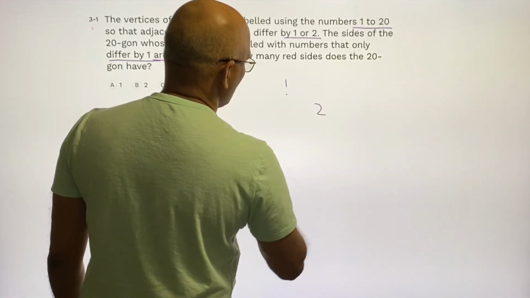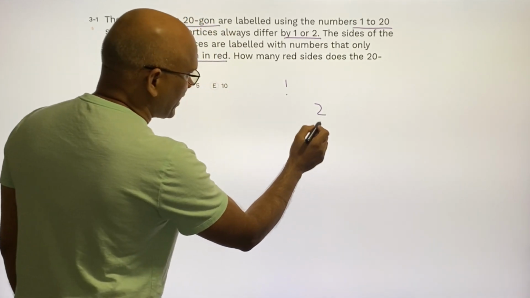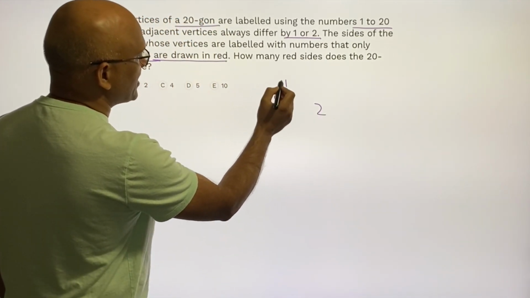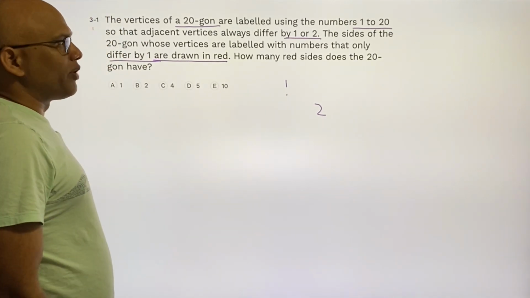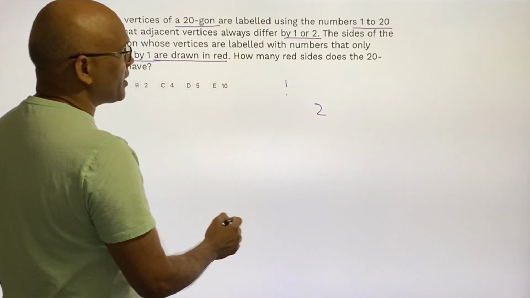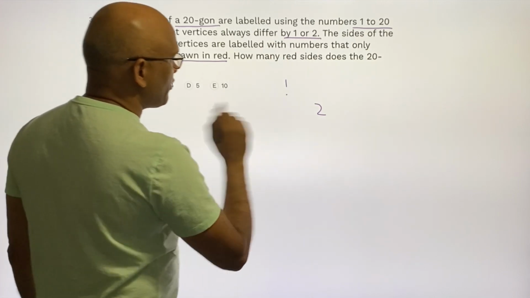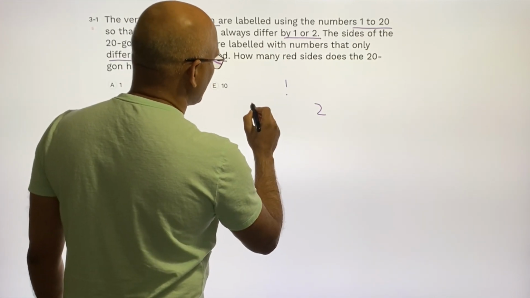Now if I continue numbering like this, 3, 4, 5, 6, then I will end up with 20 here, and the difference is going to be more than 2, right? But we want to number such that the difference is always 1 or 2. Then what I can do is 1, 2, then I can have 3 this way.